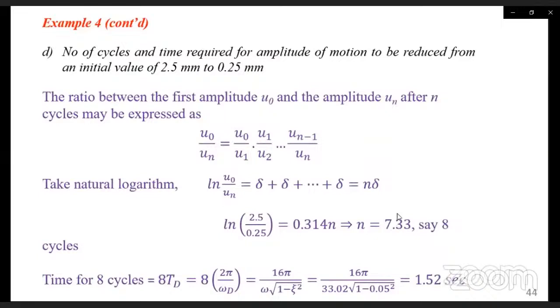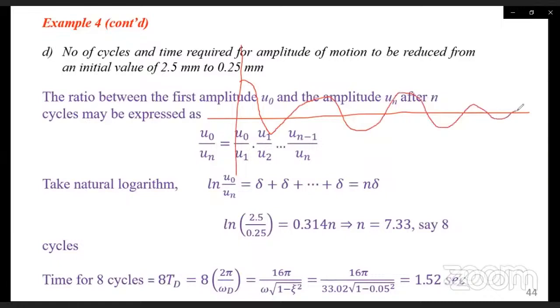Of course, we don't have a fraction of a cycle. So you say 8 cycles. So for our motion to reduce from 2.5 to 0.25, we are going to have 8 cycles. Okay, this is what we are talking about. So the first cycle starts here, it's here, that's one cycle. The second cycle from here to here, second cycle, and so on and so forth.